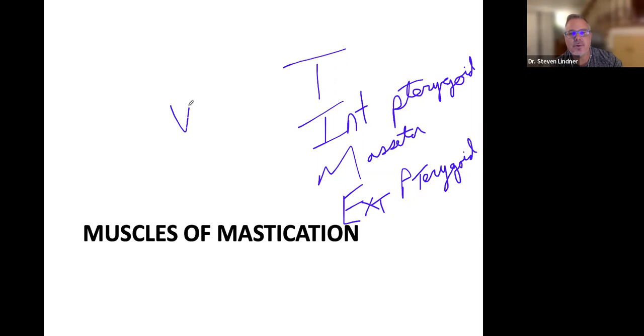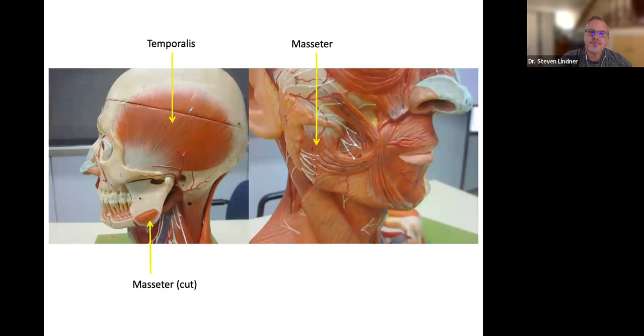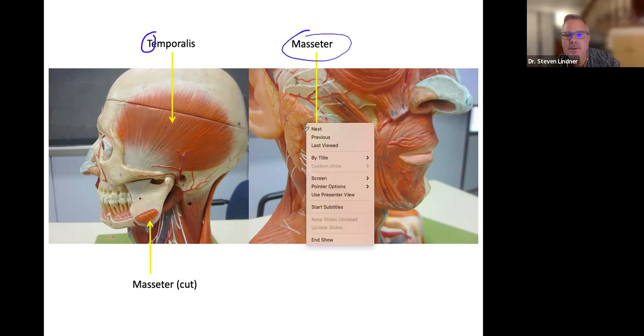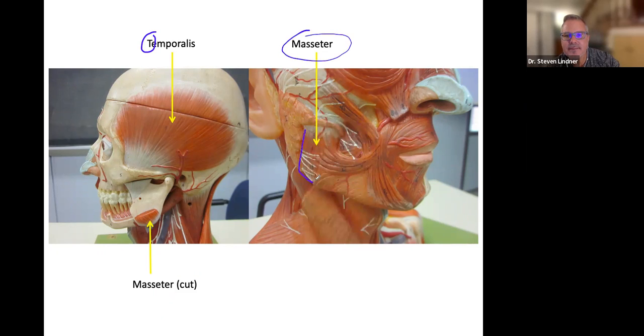They are controlled by cranial nerve number 5, the trigeminal nerve. So here's the T, temporalis, right? That's a large muscle here. We can see all along the temporal bone and then inserting right there on the mandible. And then here's the masseter, also superficial if we look at that. So temporalis and masseter are superficial.